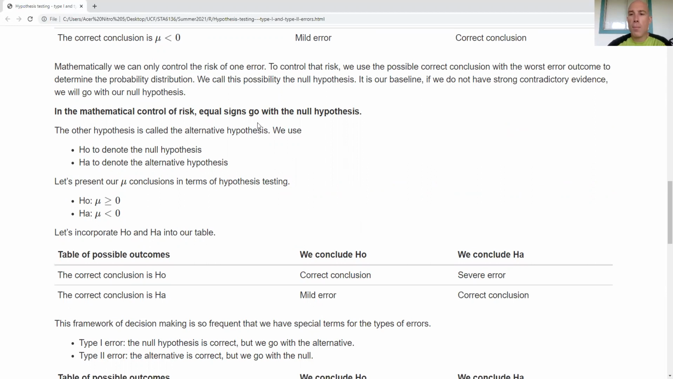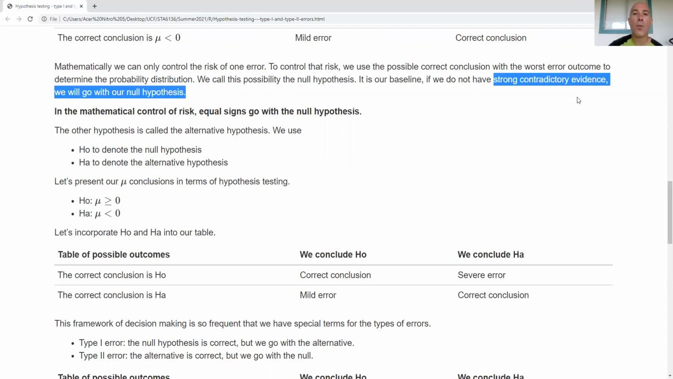All right, so what this means is that if we do not have strong evidence, we are going to go with the conclusion that cannot give us the severe error. I only go away from that when I have strong evidence. Unless I have strong contradictory evidence, I'm going to go with the null hypothesis.